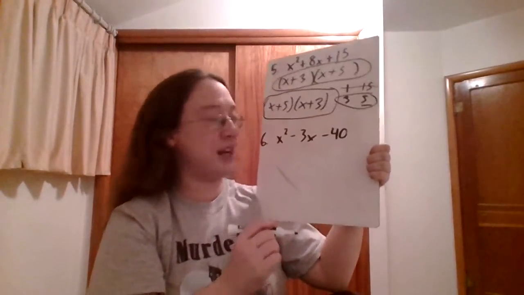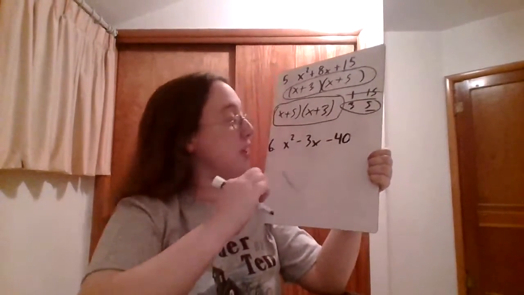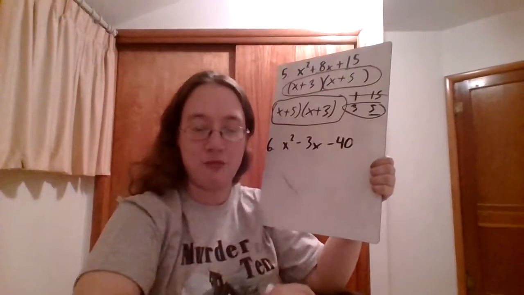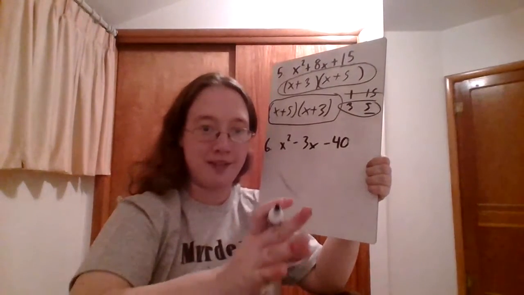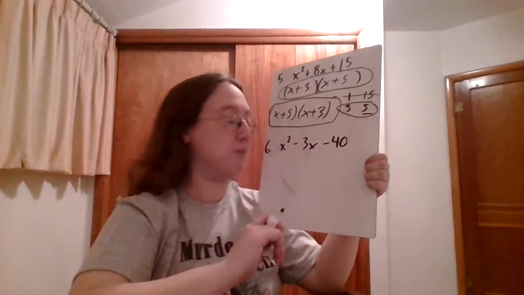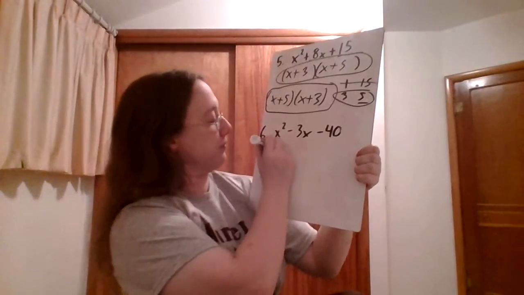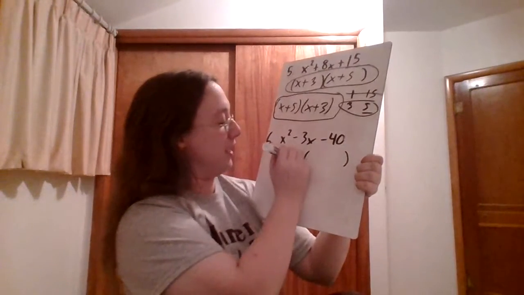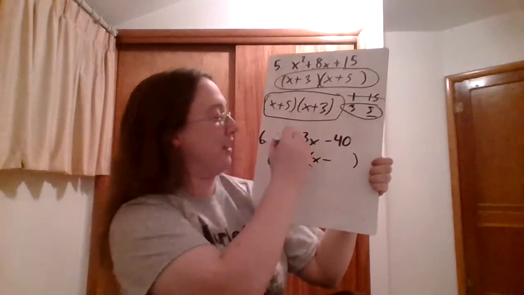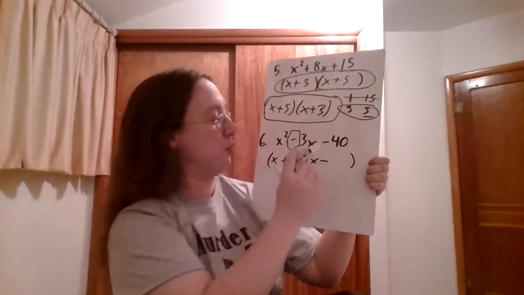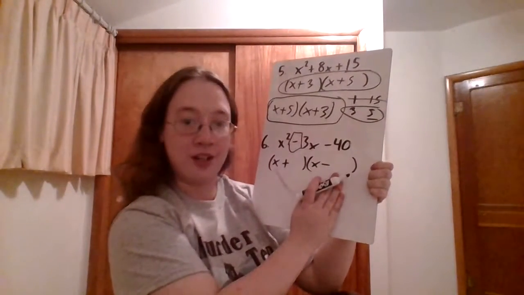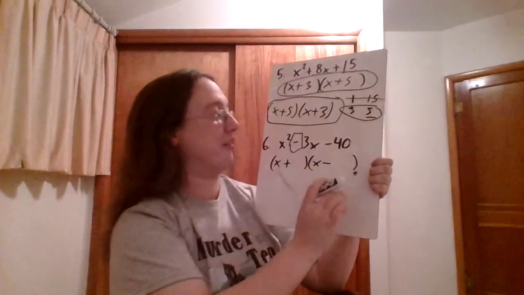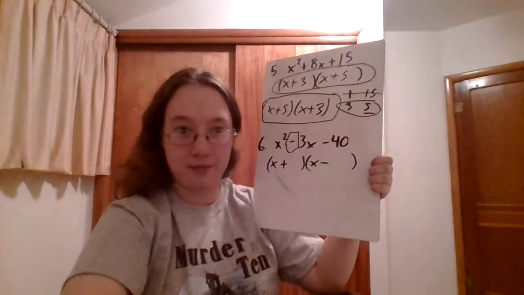Alright, same sort of thing down here. So watch out for, if we have a minus and a minus, that doesn't mean we have two minuses. It means we have a plus and a minus, and our minus is our bigger one. So we're going to have an x plus something and an x minus something. And since this one's a minus, we want to put the bigger thing here, because that's going to give us a negative when we multiply these and a negative when we add them.